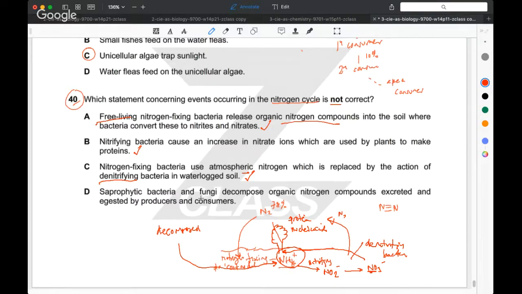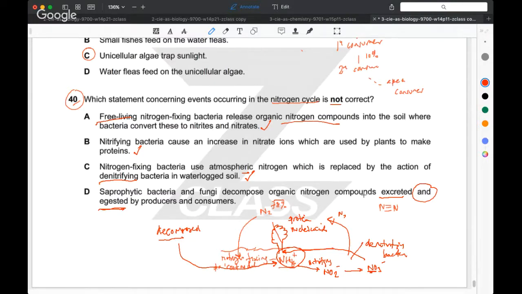Now this question D is tricky, because it's true that these saprophytic bacteria and fungi are decomposing organic nitrogen compounds. That's true, they are. So this question looks right, but then this is quite a subtle point. The question is saying this decomposition is of organic nitrogen compounds that have been excreted and egested. Now, egested means that organisms are discharging undigested food as feces. That's the meaning of egested.